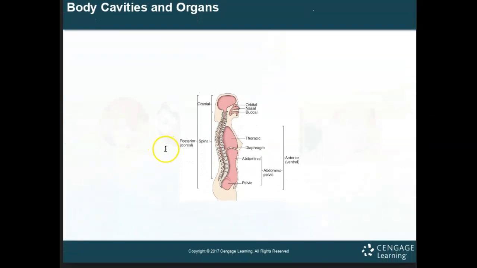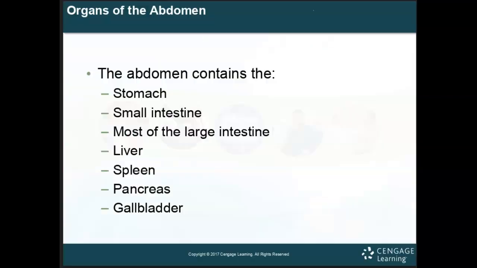Body cavities and organs. You've seen these images on other slides in the previous presentation, but let's go over them again. Posterior contains your cranial and spinal, actually also your kidneys. And then you've got anterior or ventral, which contains your thoracic cavity and your abdominopelvic cavities. Of the abdomen, the stomach, small intestine, most of the large intestine, liver, spleen, pancreas, and gallbladder reside.